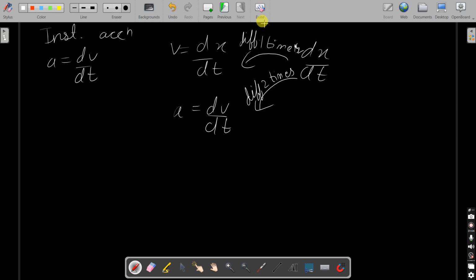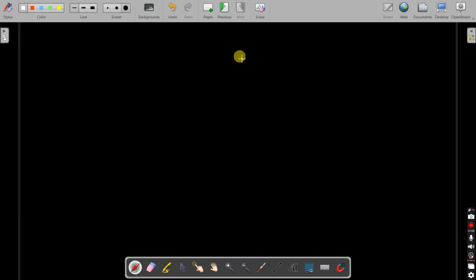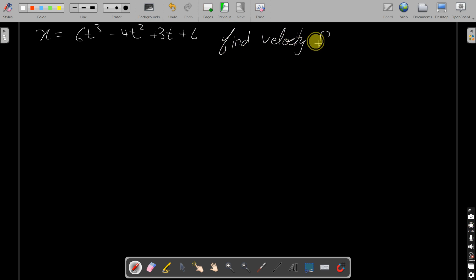So let's have one question. Let us consider a particle's position as x is equal to 6t cubed minus 4t squared plus 3t plus 6. It varies according to the given function. Find velocity and acceleration at t is equal to 1 second.